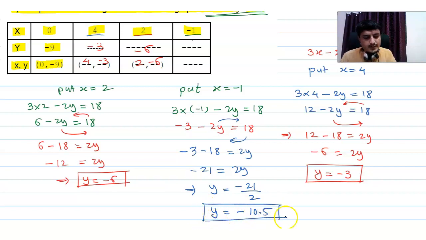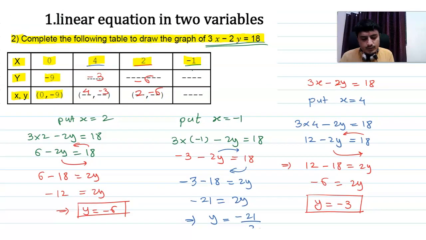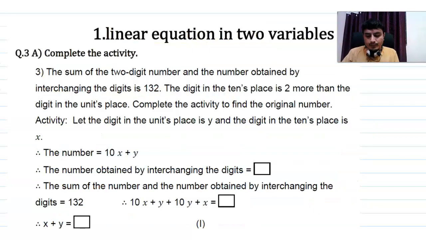So here we have a decimal value. So let's substitute the value of y. We have minus 10.5 in our table. So the coordinates now we are getting are minus 1 comma minus 10.5. Look at activity number 3.